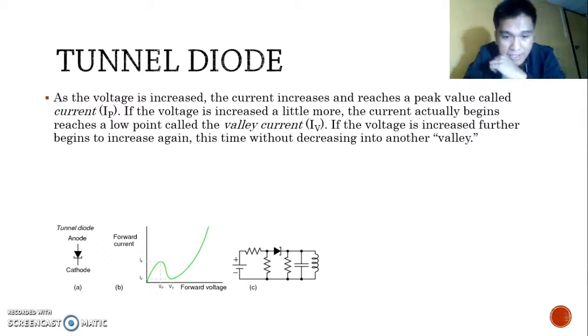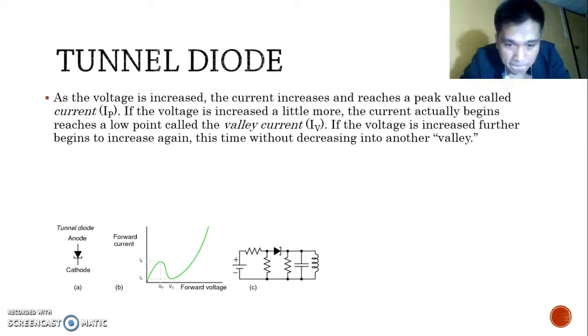So here is the next one, tunnel diode. As the voltage is increased, the current increases and reaches a peak value called peak current, or IP, I sub P. If the voltage is increased a little more, the current actually begins to decrease to a low point called the valley current, or IV. If the voltage is increased further, the current begins to increase again, this time without decreasing into another valley.